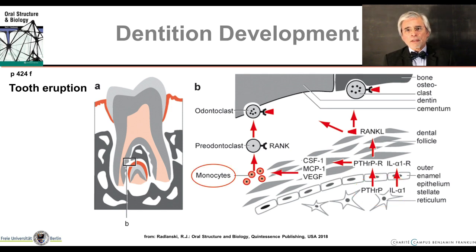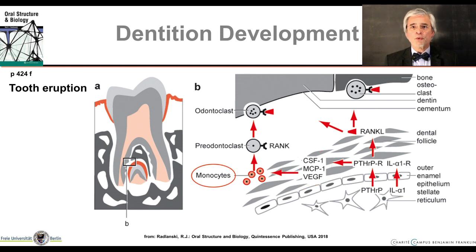The dental follicle, stimulated in this way, now secretes signal molecules that result in an increased accumulation of monocytes from the blood vessels of the dental follicle in the coronal region. And these signals include the colony stimulating factor 1, CSF1, the monocyte chemotactic protein 1, MCP1, and the vascular endothelial growth factor, VEGF.